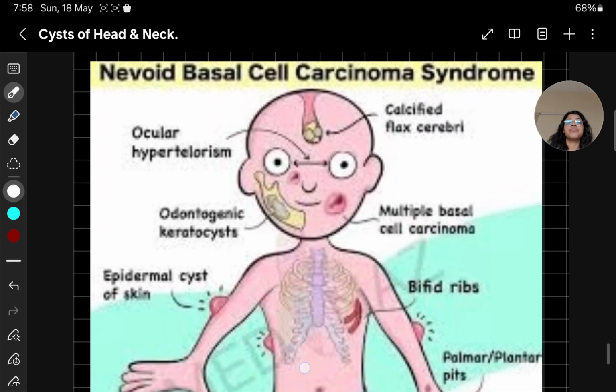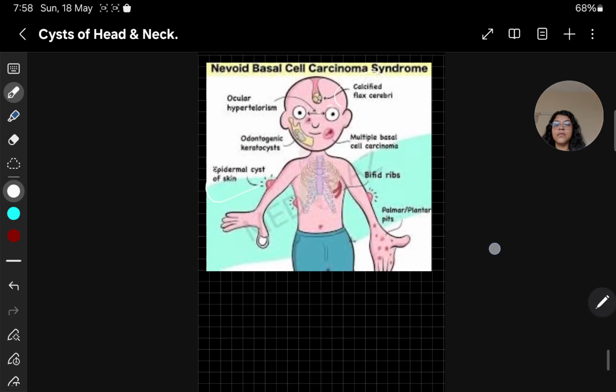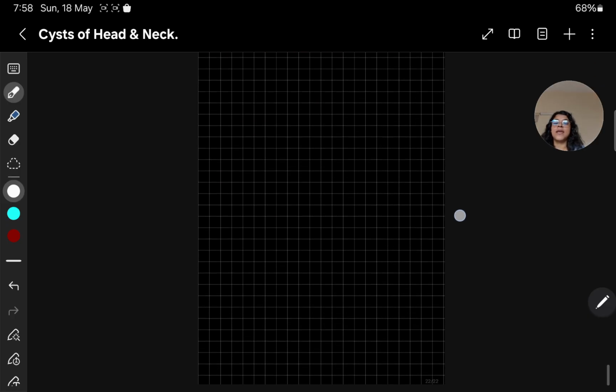So to summarize: calcified falx cerebri, you will have ocular hypertelorism, the distance is more. Then you have odontogenic keratocyst, multiple basal cell carcinomas, then you have epidermal cysts of the skin, you might have bifid ribs, and then you have palmar plantar pits. You see, this is it.